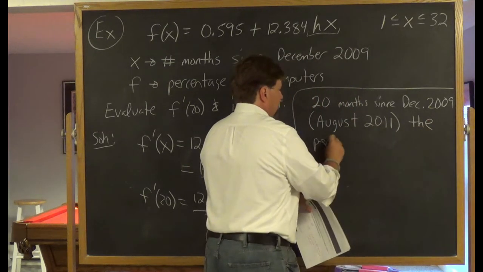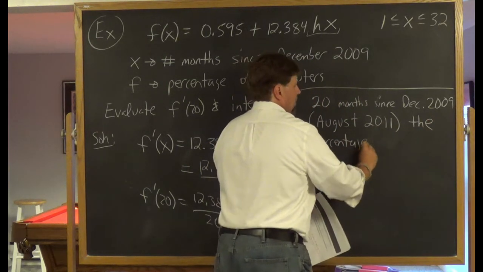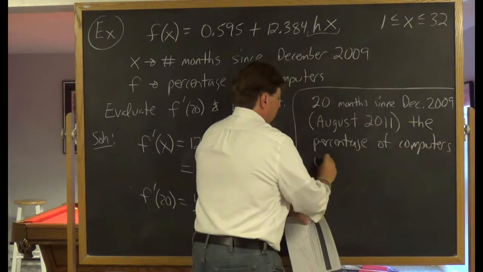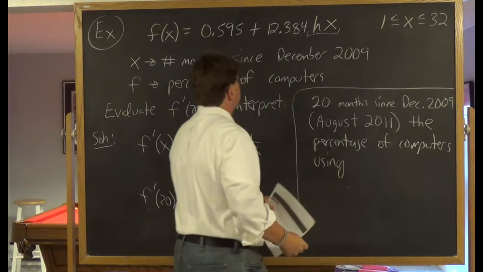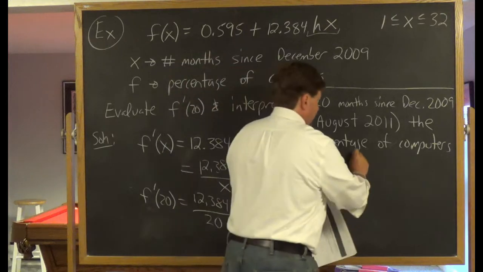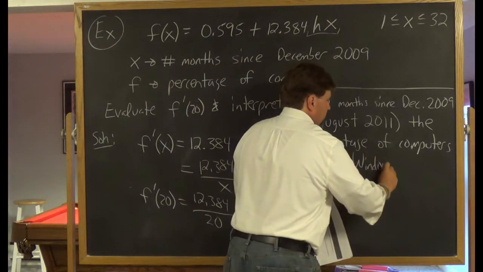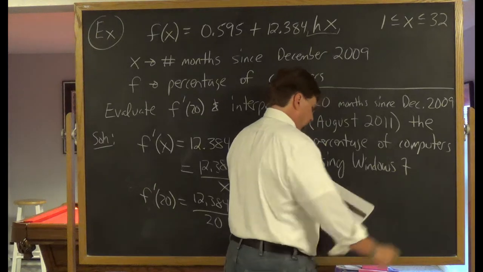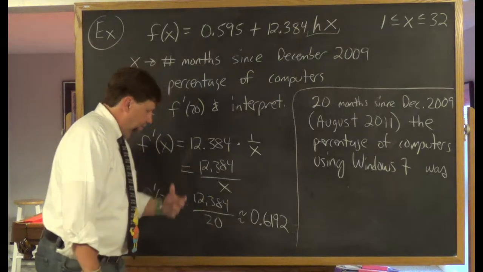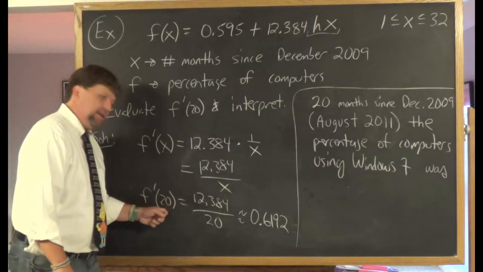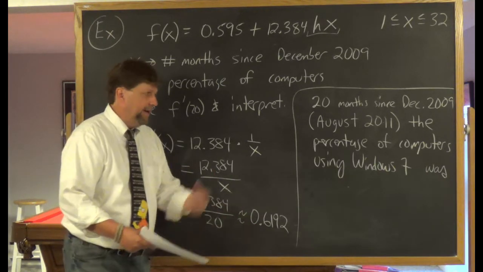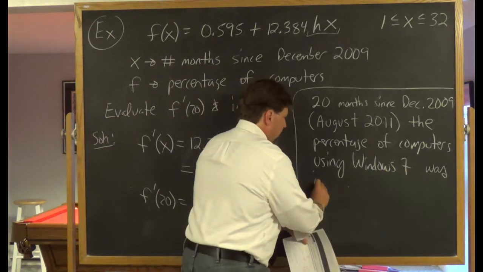The percentage of computers using, let's see, what are they using? Windows 7, Microsoft Windows 7. So the percentage of computers using Windows 7 was, okay, now remember, this is a rate. The derivative gives us a rate. It's a positive number, and it's a rate. That means it was increasing.